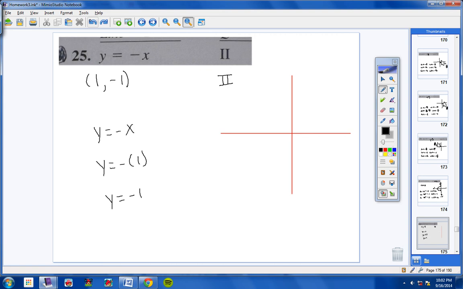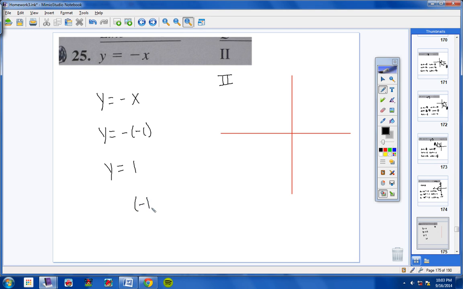Doesn't that make sense? I mean, think about it. If we're in quadrant 2, we have to go over this way and then up. And so we're definitely going to have to use a negative number for x. Okay, so I'm going to use negative 1 for x. So y equals negative x. y equals negative, then put a negative 1 in for x. And you get a positive 1 for y. So your ordered pair would be negative 1, positive 1.